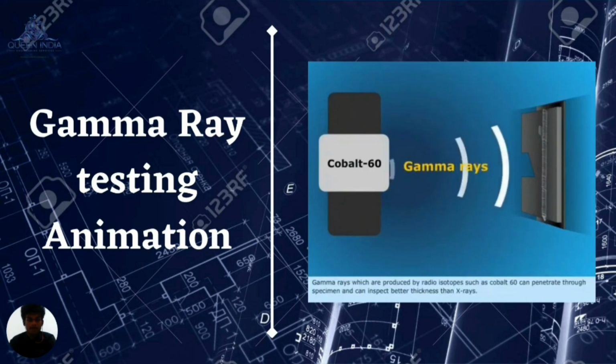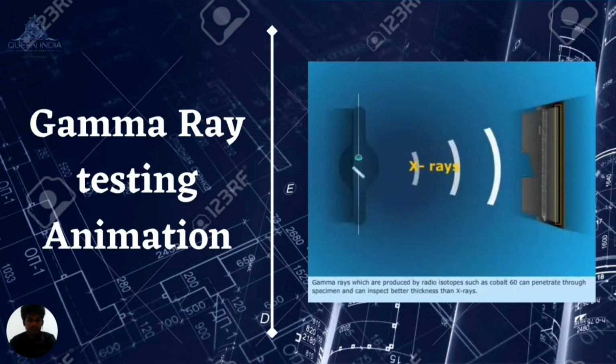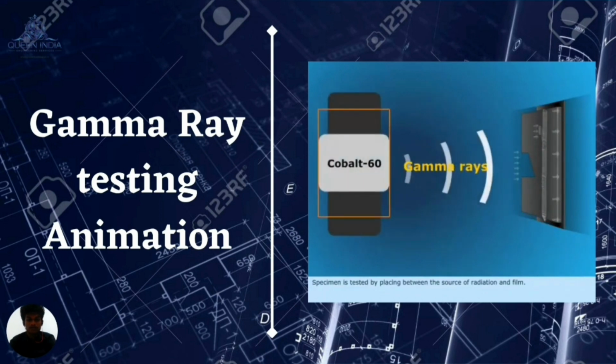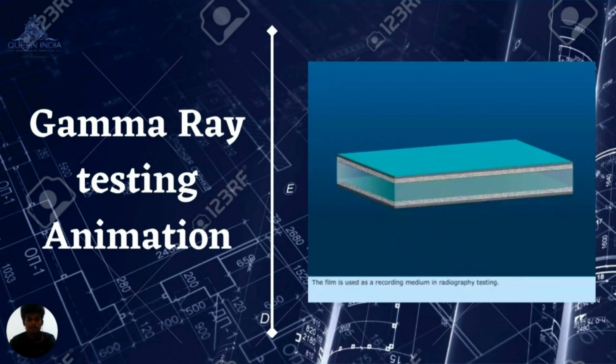Gamma rays, which are produced by radioisotopes such as cobalt-60, can penetrate through the specimen and can inspect greater thickness than X-rays. Here, the specimen is tested by placing it between the source of radiation and the film. Here, the film is used as a recording medium.